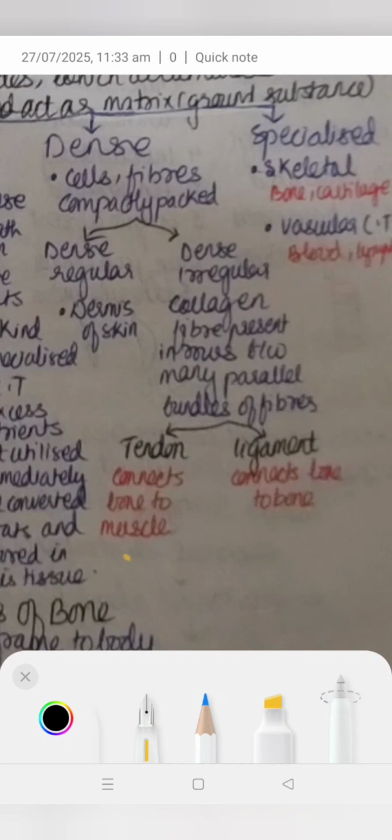Dense connective tissue includes tendon and ligament. How to remember? Just remember bubbly. So bubbly is BABLI. Ligament contains BB, meaning bone to bone, and tendon connects bone to the muscle.